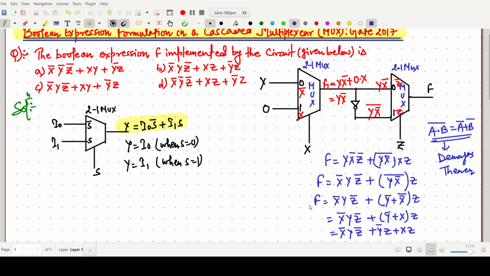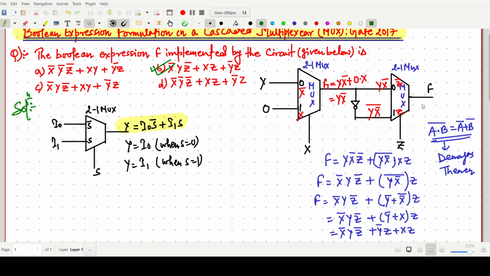Now we have to search which one in the options has x bar y z bar. This one will be wrong. This may be the correct one, but here xz is there, and y dash z is there. So our correct answer will be option number B. Just apply De Morgan's law, and we have to know this concept of how to write the function.